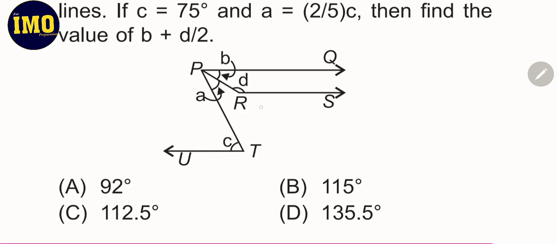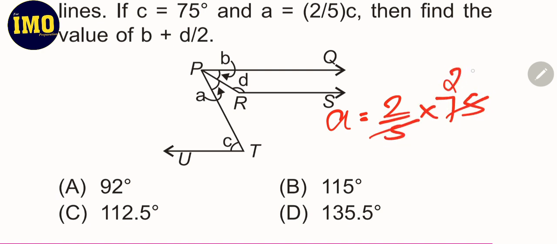So in this question we have a figure where the line PQ is parallel to line RS is parallel to line UT. So suppose C is given as 75 degrees. It means its alternate angle is this one because they form a Z pattern. So A plus B must be equal to 75 degrees here. One condition is also given: A is equal to 2 by 5 of C. It means A is equal to 2 divided by 5 multiplied by 75.